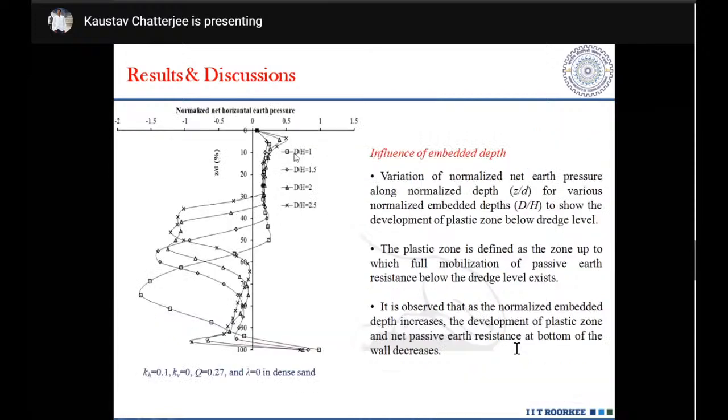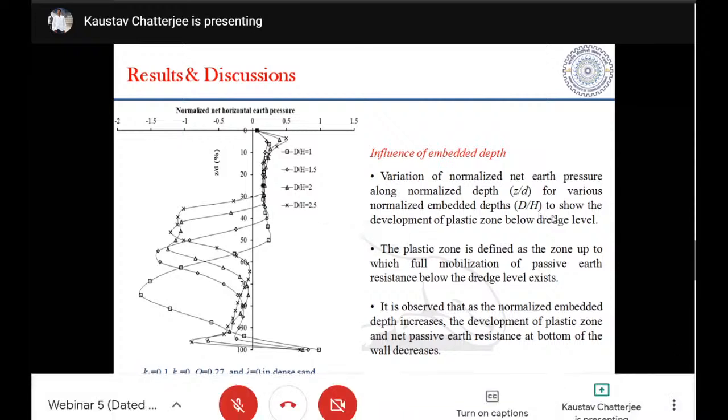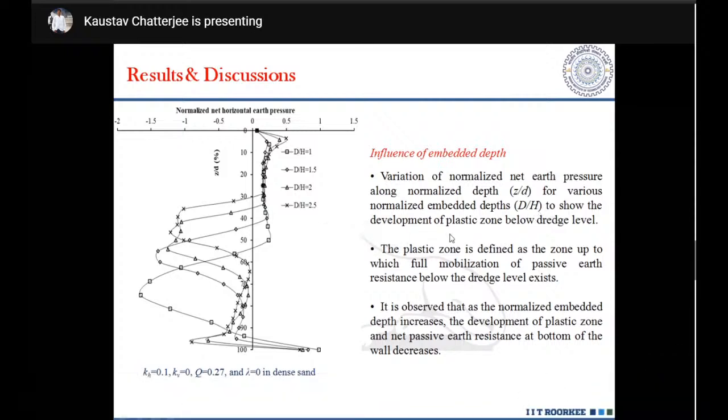Okay, similarly, for the variation of earth pressure, we show the variation of normalized net earth pressure along the normalized depth for various normalized ratios D by H, which shows the development of plastic zone below the dredge level. What is plastic zone? The plastic zone is defined as that zone up to which full mobilization of passive earth resistance below the dredge level will be existing. Okay, it is that particular zone up to which full mobilization of passive earth pressure below the dredge level will be existing.